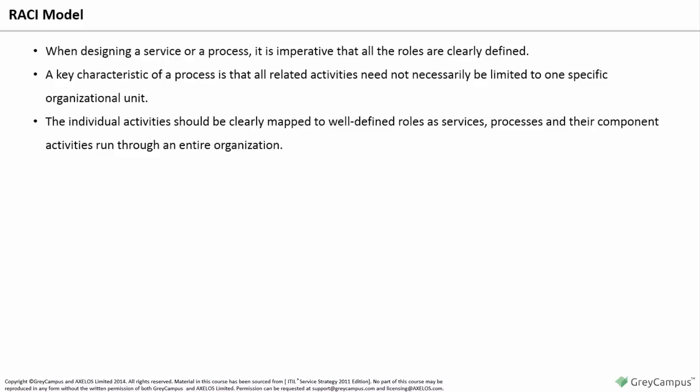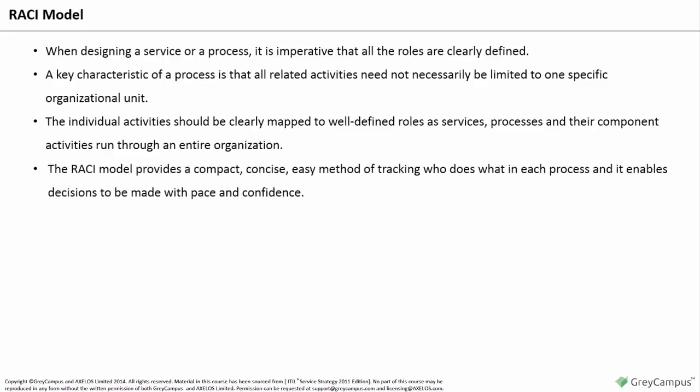To help with this task, the RACI model, or authority matrix, is often used within organizations to define the roles and responsibilities in relation to processes and activities. The RACI model provides a compact, concise, easy method of tracking who does what in each process, and it also enables decisions to be made with pace and confidence.